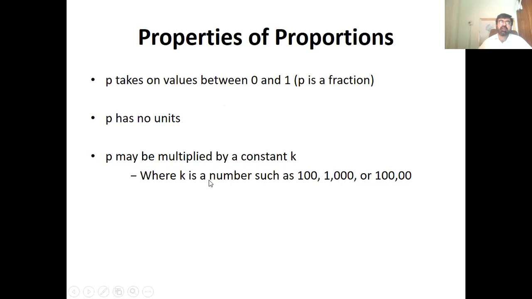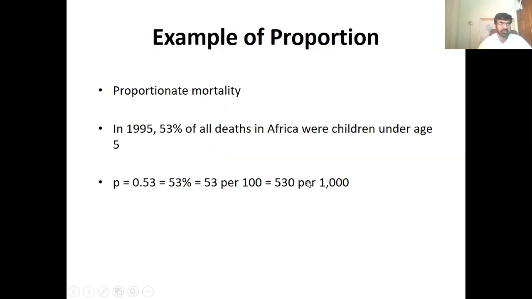P may be multiplied by a constant K, a number such as 100,000 or 10,000, so you may multiply it with any of these numbers. Proportionate mortality: in 1995, 53% of all deaths in Africa were children under age 5. So P is 0.53 or 53%, 53 per 100. So 530 per 1,000. And if you multiply by 10,000, that will give you per 10,000.